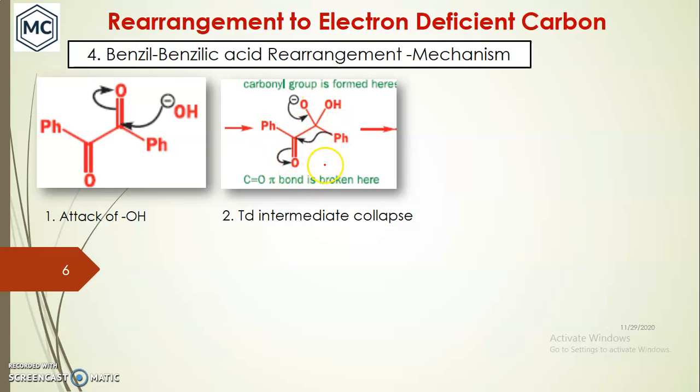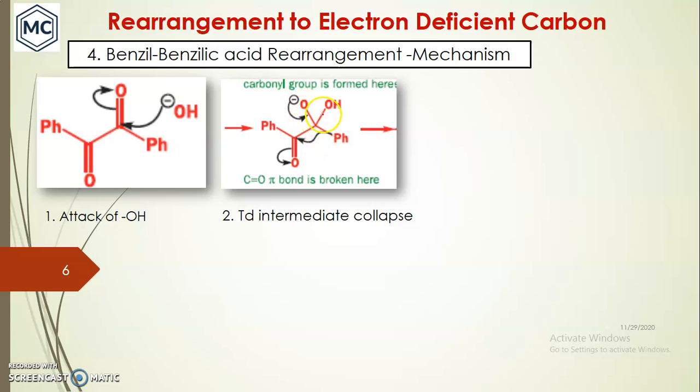And in this step, this intermediate collapses and undergoes a rearrangement. First, what happens is the lone pair on oxygen forms a pi double bond, and by giving off this electron towards the carbon, it forms a double bond.